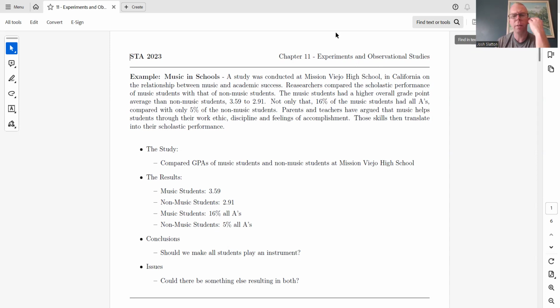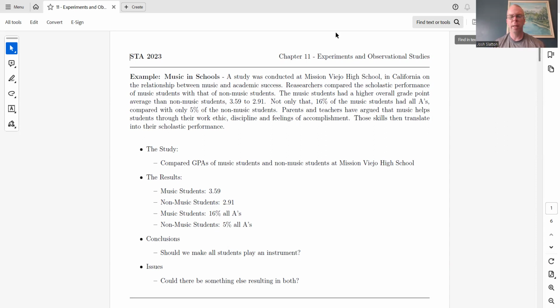A study was conducted at Mission Viejo High School in California on the relationship between music and academic success. Researchers compared the scholastic performance of music students with that of non-music students. The music students had a higher overall GPA than non-music students, 3.59 to 2.91. Not only that, 16% of the music students had all A's compared with only 5% of the non-music students. Parents and teachers have argued that music helps students through their work ethic, discipline, and feelings of accomplishment. Those skills then translate into scholastic performance. So this is an observational study. It is not an experiment, and we'll talk about why.